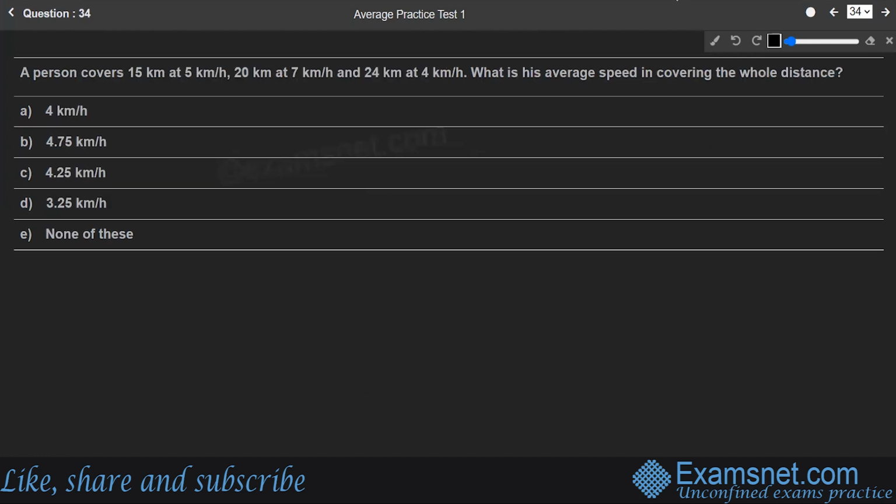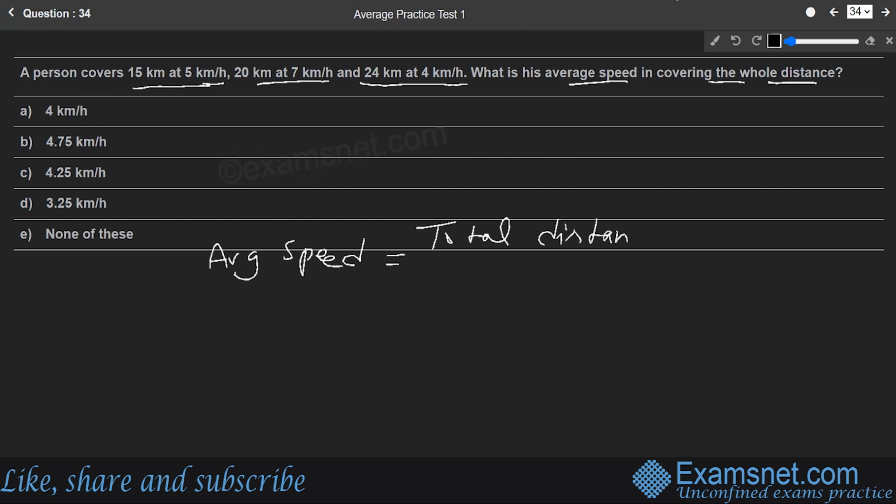Now, a person covers 15 kilometer at 5 kilometer per hour, 20 kilometer at 7 kilometer per hour, and 24 kilometer at 4 kilometer per hour. What is the average speed in covering the whole distance? Okay, so average speed is always calculated by total distance divided by total time taken.